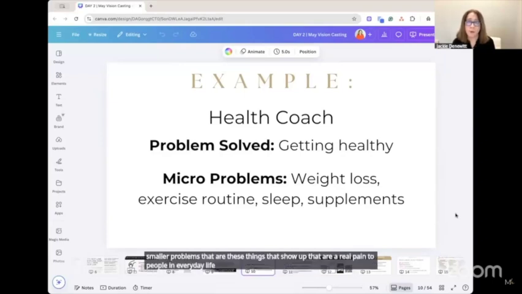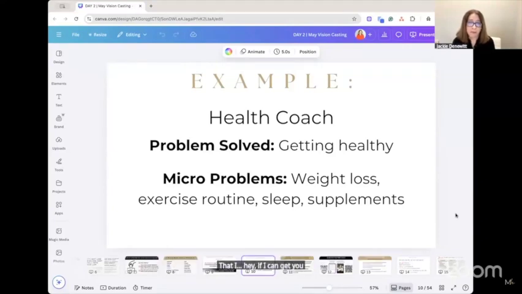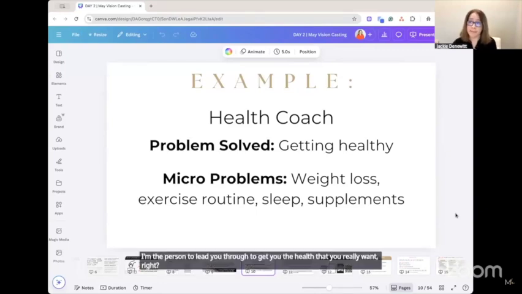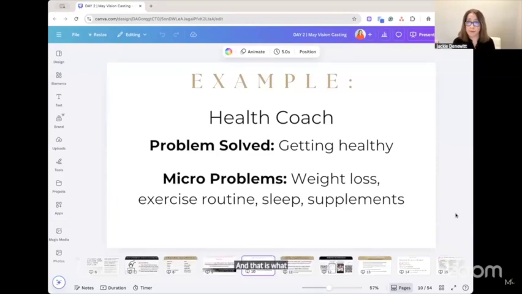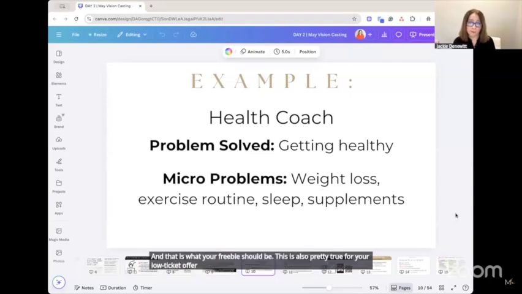But it's how you show up and flex your authority to them that, hey, if I can get you a good night's sleep, I'm the person to lead you through to get you the health that you really want, right? So that's really what we're looking for, is how can we break our bigger problem down into smaller problems? Pick one of those smaller problems, and that is what your freebie should be. This is also pretty true for your low ticket offer if you're doing a low ticket offer, but this is where we start, right?